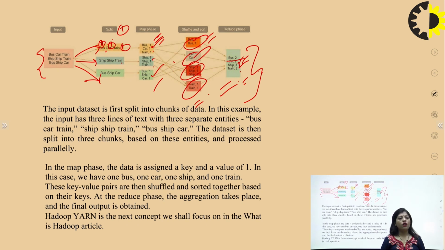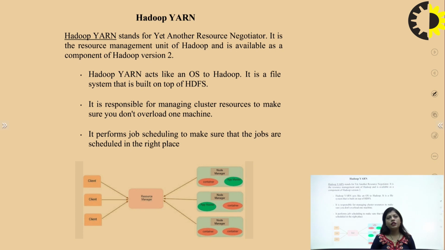So this is the second concept of Hadoop. The next component is Hadoop YARN. YARN stands for Yet Another Resource Negotiator. This is the resource management unit, in which all the resources requested by the user are managed. Hadoop YARN is the resource management unit of Hadoop and is available as a component of Hadoop version 2.